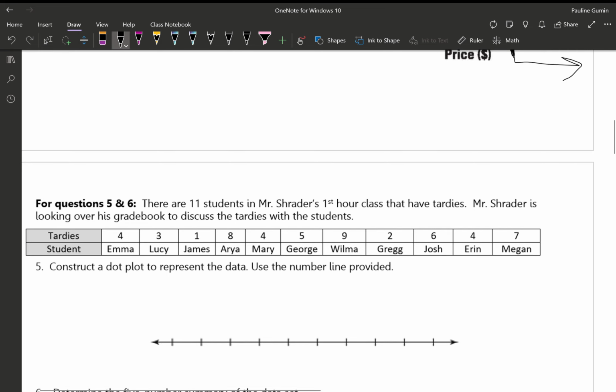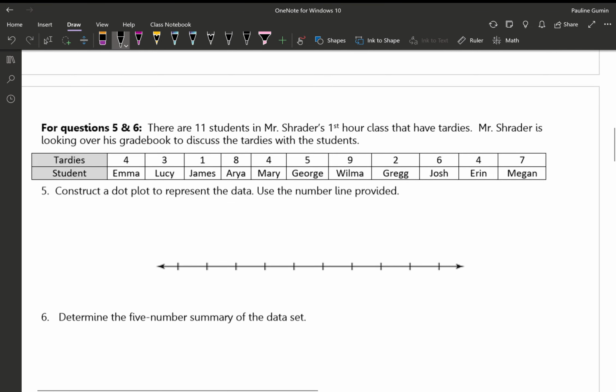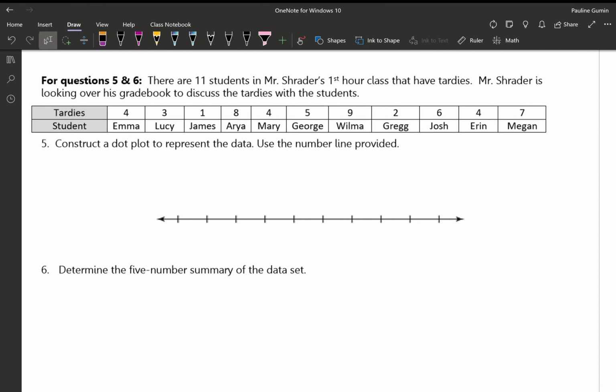All right, let's continue. Number 5 and 6. There are 11 students in Mr. Schrader's first hour class that have tardies. Mr. Schrader is looking over his gradebook to discuss tardies with the students. First, let's construct a dot plot.